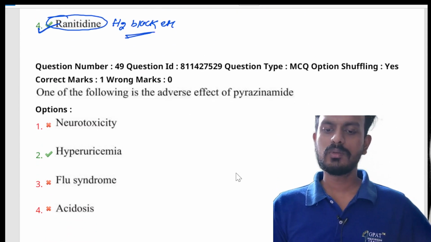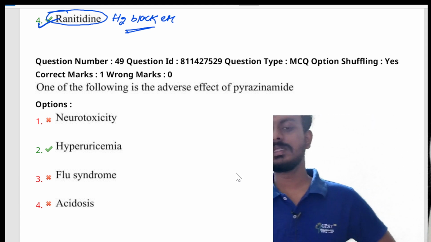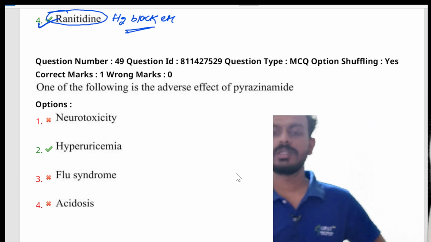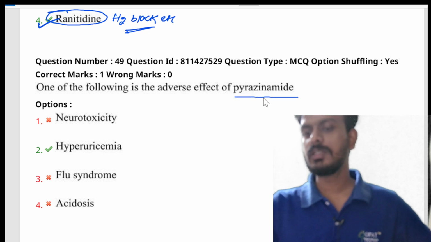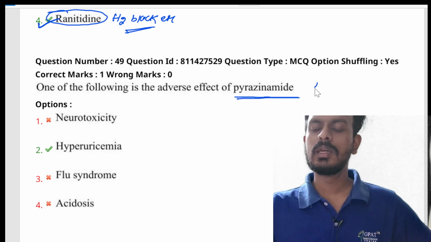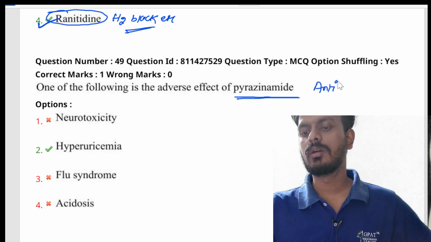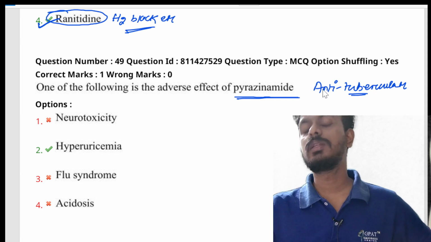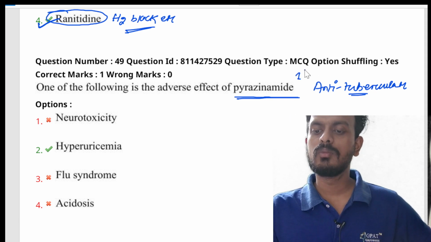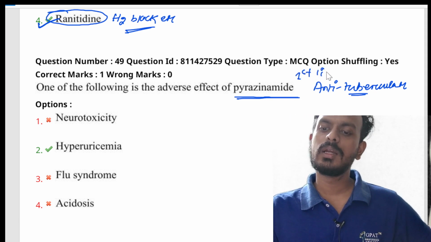So moving to the next question: which one of the following is an adverse effect of pyrazinamide? Yes, so pyrazinamide is which class of drug? This is an anti-tubercular drug. Remember, there are five, and this is a first line anti-tubercular drug.